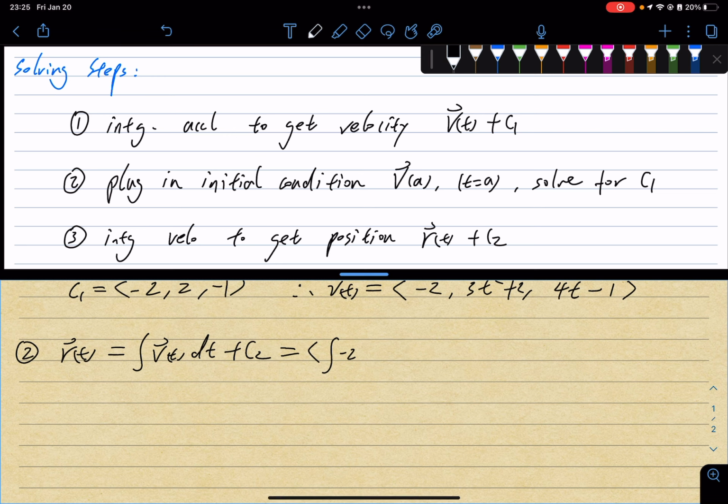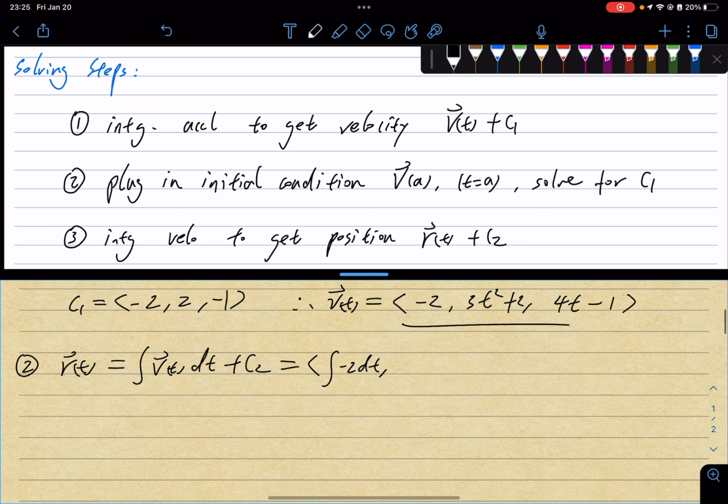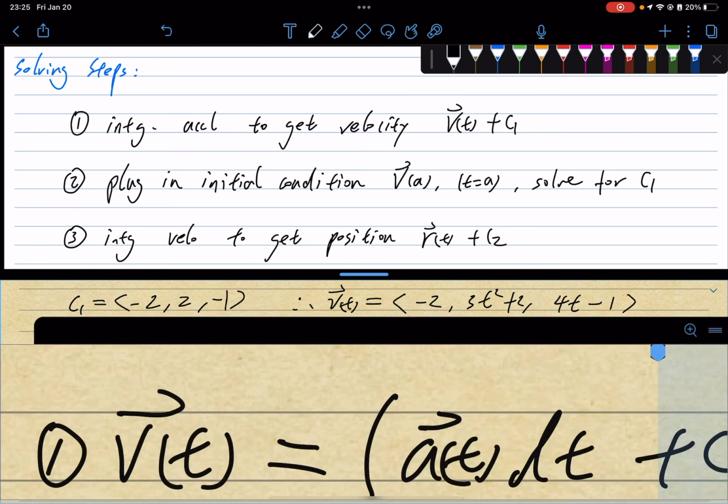This will give us negative 2 dt, we're copying down over here, 3t squared plus 2 dt, integrating 4t minus 1 dt, and then plus c2.